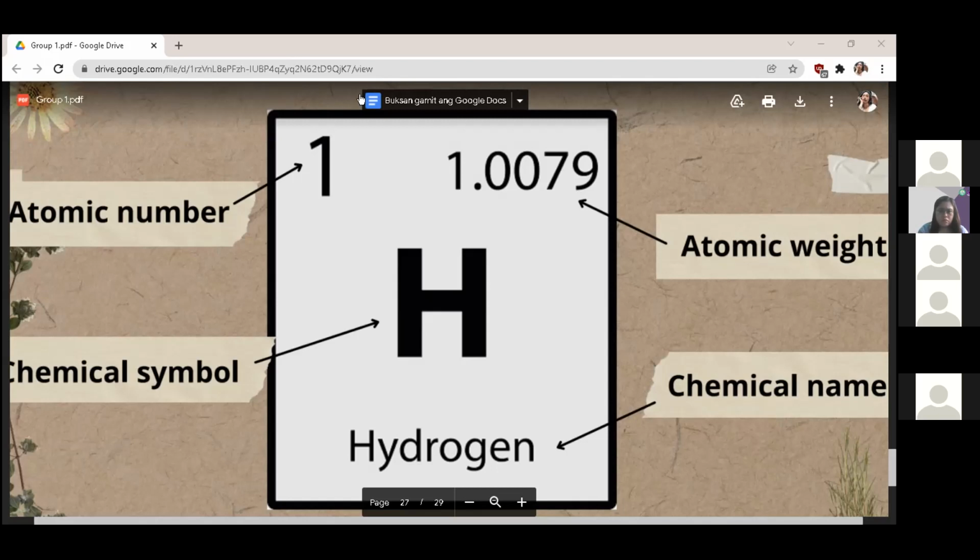The periodic table of elements is an organized list of elements according to their group and series. Learning these things is a great help and brings a lot of advantages in today's world and in the near future. That's all. Thank you.